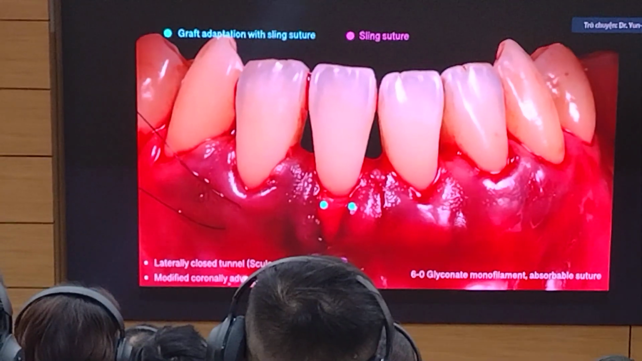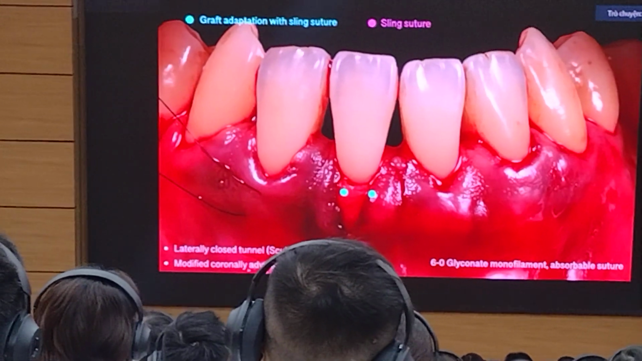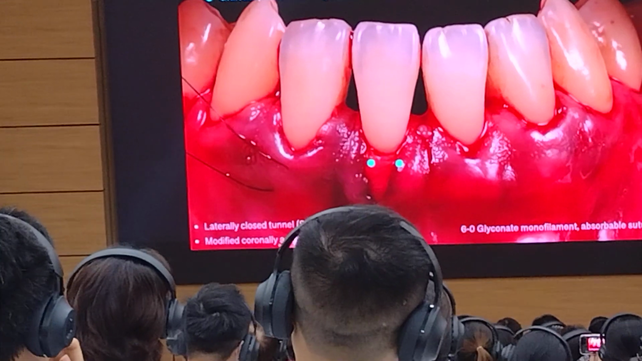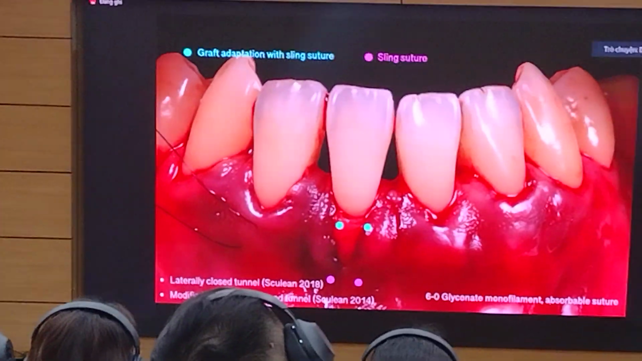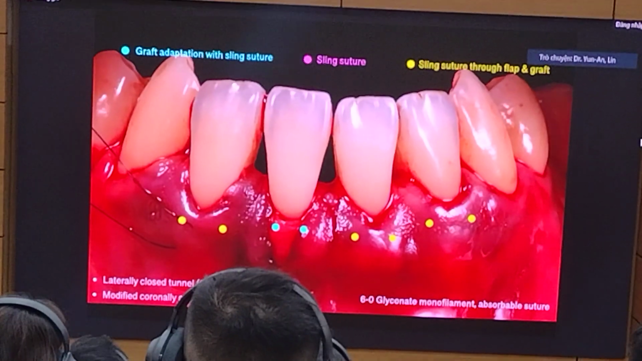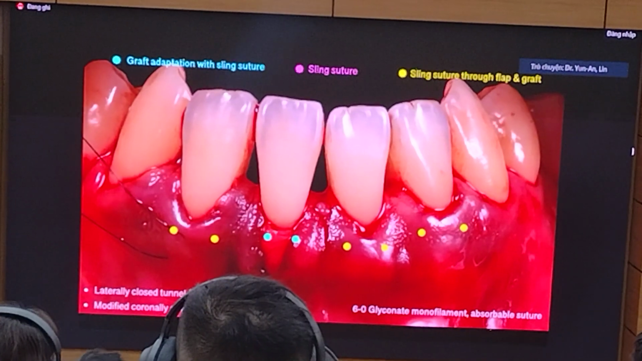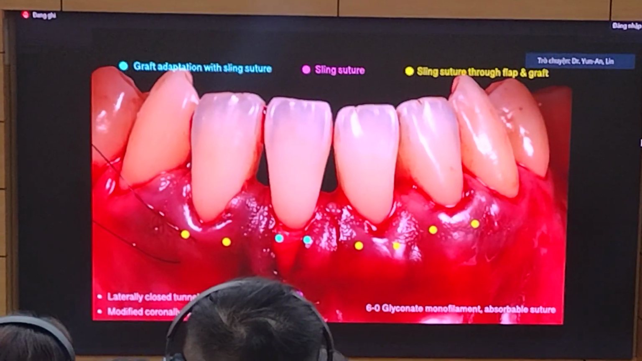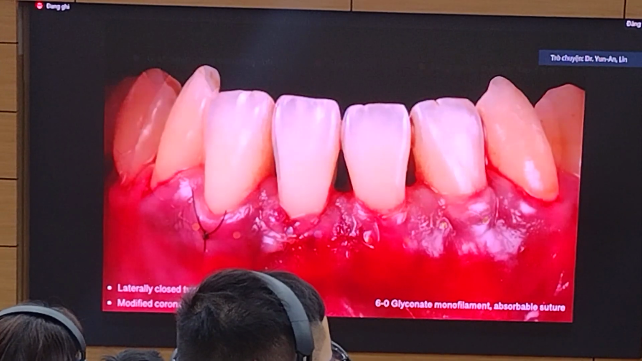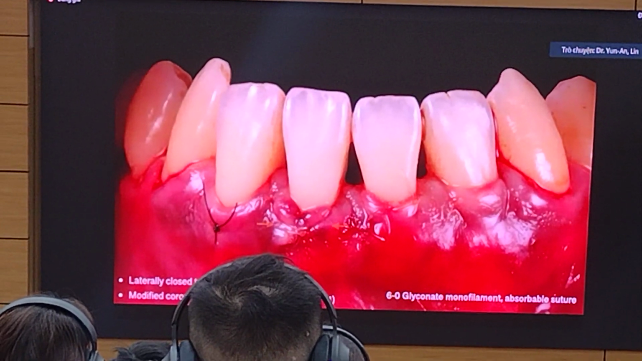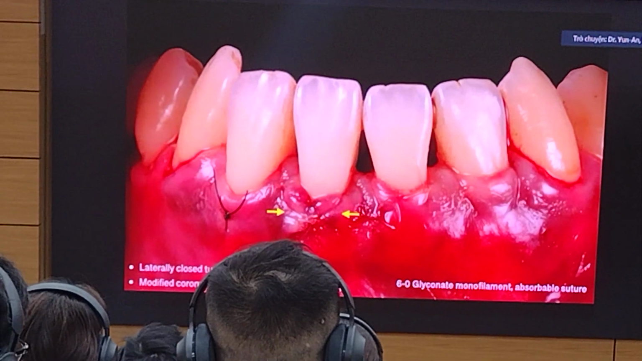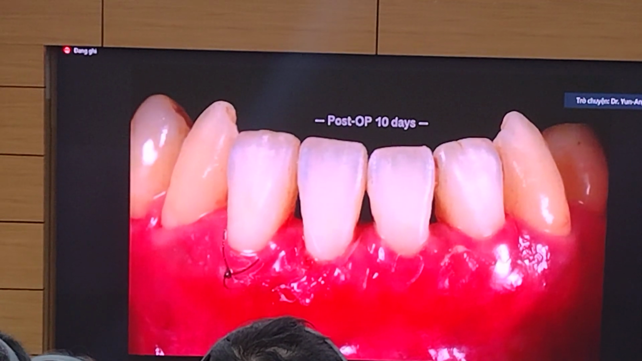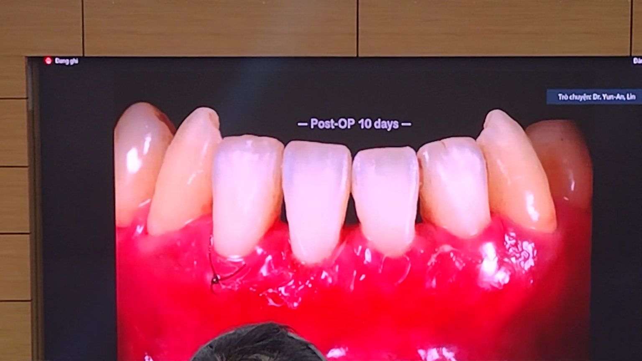A sling suture was performed over the buccal flap of the tooth to cover up the connective tissue graft. Next, sling sutures through the flap and underneath the graft were performed simultaneously, then over the other incisors for optimal suspension. The suspension sutures go through the tunnel and the flap. At last, the flap margins were approximated with a single interrupted suture, and the papillae were closed with simple interrupted sutures. The recovery after 10 days was uneventful.